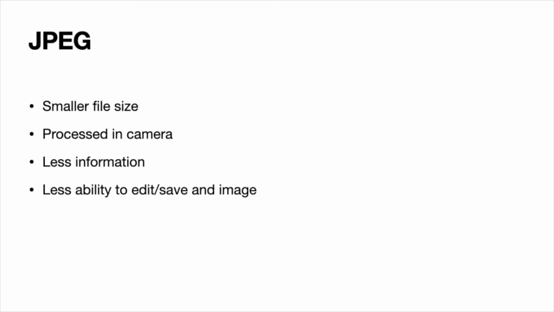Because of this, the camera gets rid of any information it doesn't need or doesn't deem necessary when it does this processing. This means the file comes with a lot less information. In turn, this means there's a lot less ability to edit or save an image if you have done something wrong or underexposed, or the colours or the shadows are wrong. So JPEGs are good for quick photography.